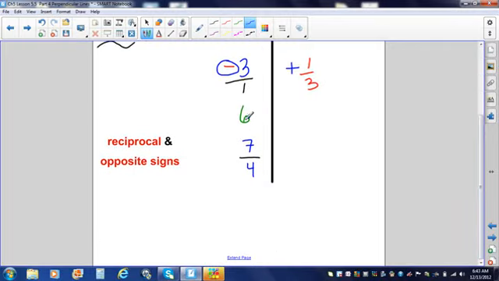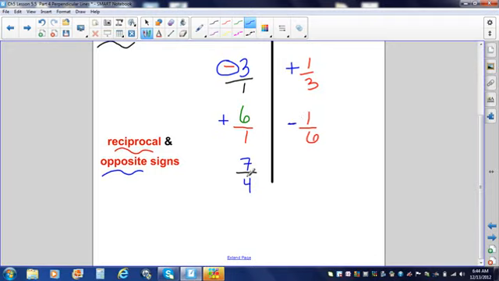Alright, let's practice two more. If I ask you to find the slope that is perpendicular to a slope of 6, you should make 6 a fraction by giving it a denominator of 1. Do the reciprocal, flip this, that gives you 1 over 6. Do the opposite sign, this was positive, so the reciprocal slope has to be negative.